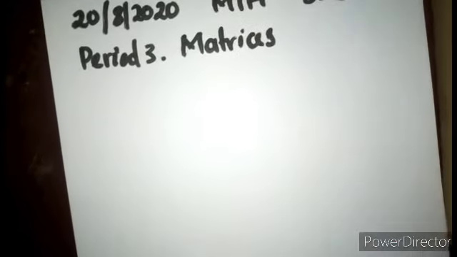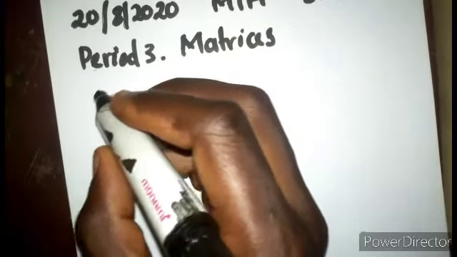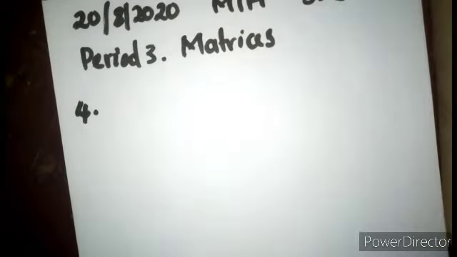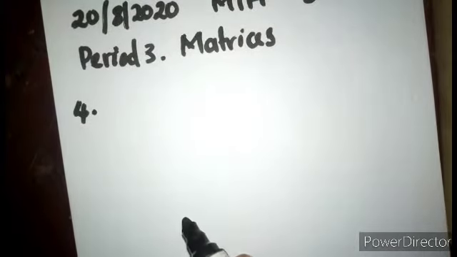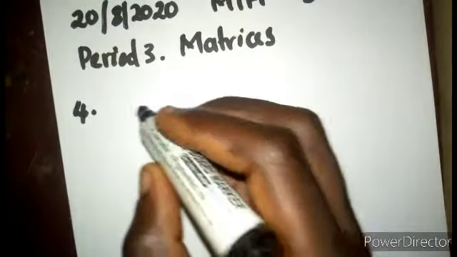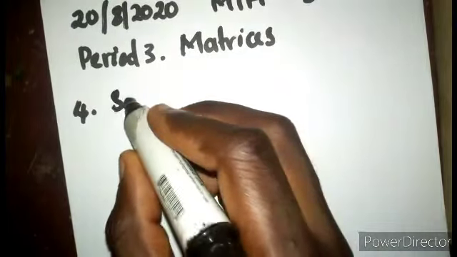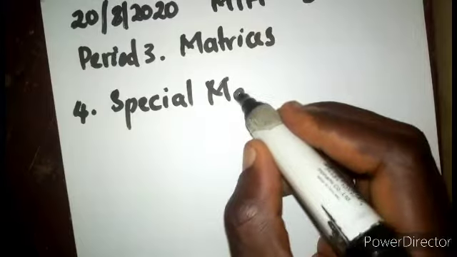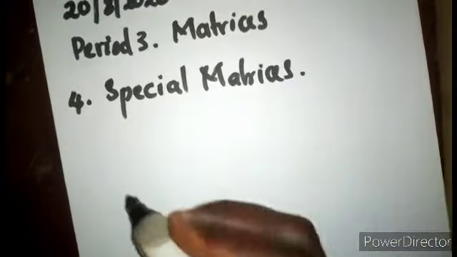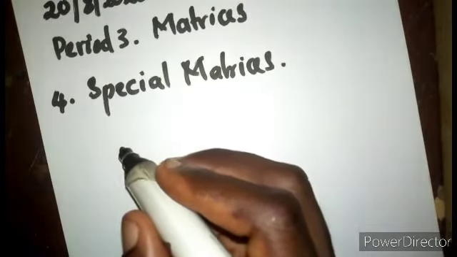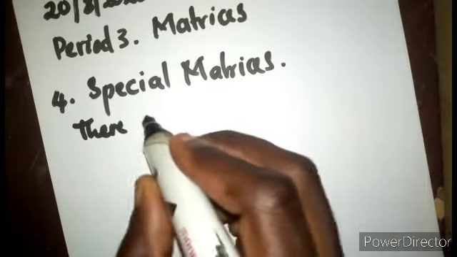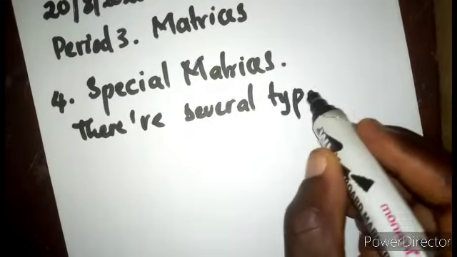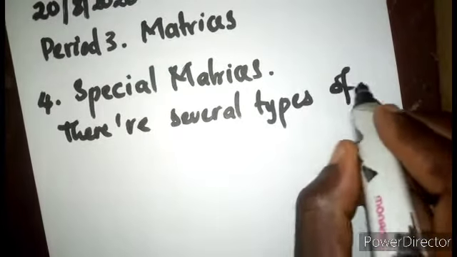Okay. So today we will look into a new section, section 4, where our last section we talked about equality of matrices. In section 4, we will look into special matrices. Now there are several types of matrices.